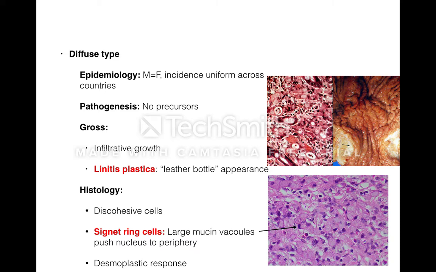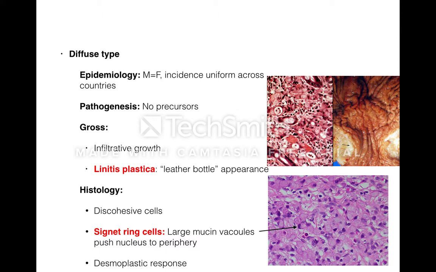In contrast, diffuse type gastric cancers, the incidence of gastric cancer is pretty uniform across countries and occurs equally in males and females. Diffuse type does not develop from a precursor lesion and tends to be associated with the CDH1 mutations. On endoscopy, you can appreciate the thickened gastric wall with loss of rugal folds.